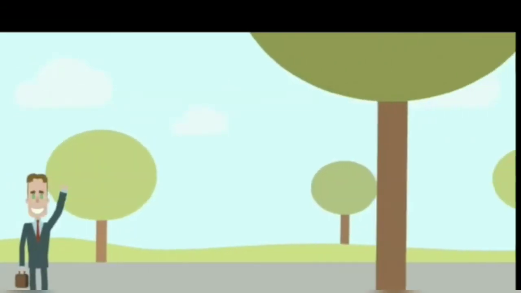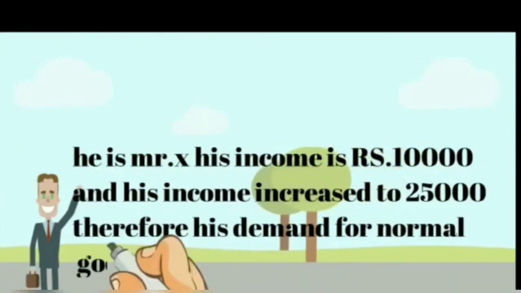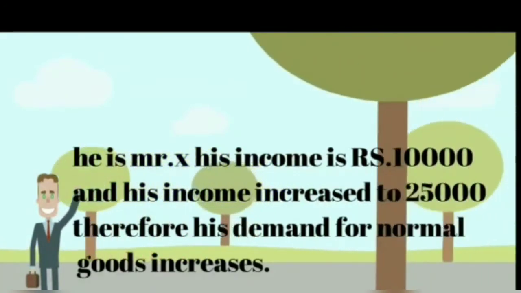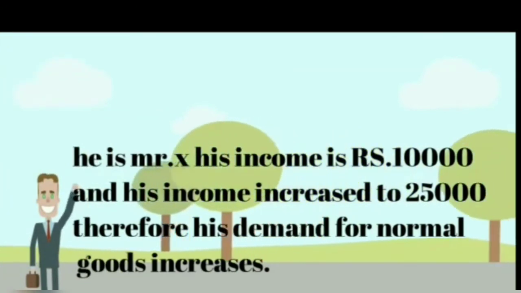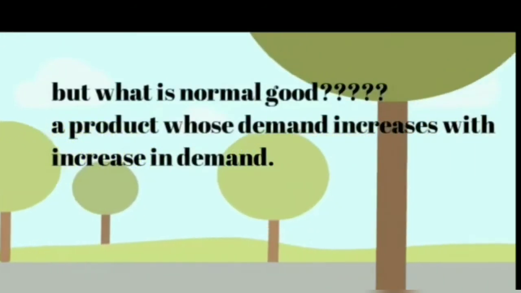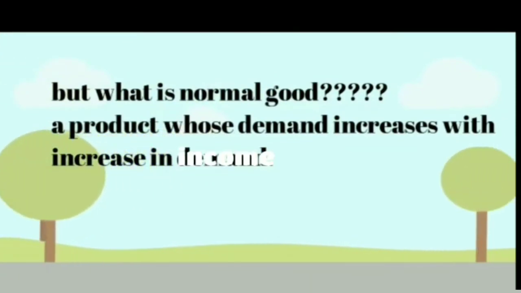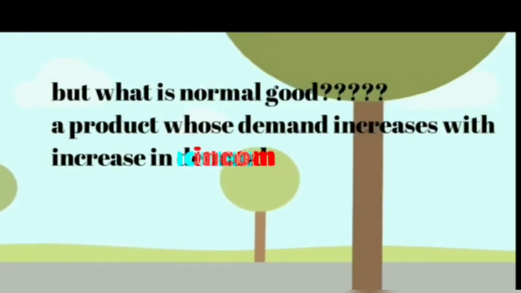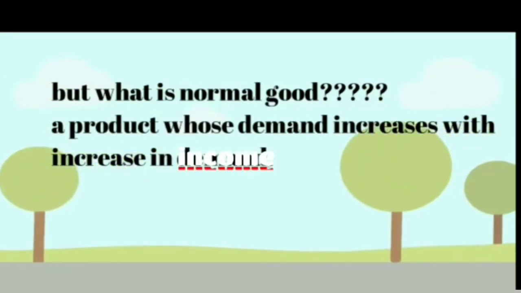Here's a man, and his name is Mr. X, and his income is 10,000 rupees, and now his income has increased to 25,000 rupees. Therefore, his demand for normal goods will increase. So I told you about normal goods, right? A normal good is nothing but a product whose demand will increase with an increase in income. I have made a mistake, that's why it's highlighted. So a normal good is a good whose demand will increase with an increase in income. Please note, don't forget it or confuse it.